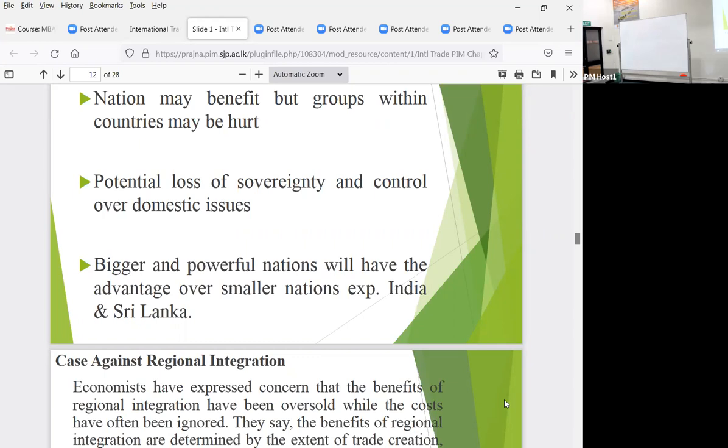So smaller countries will lose because they don't have clout. When you enter a free trade agreement, we will talk about it in session 4, rules of origin and free trade agreements. We will talk in detail, but for the time being, they will have a positive list. What is a positive list? The list of items which can get into the other country at a concessionary rate. And they will have a negative list. These items will never get a concessionary rate.